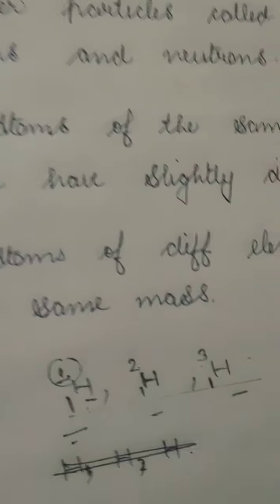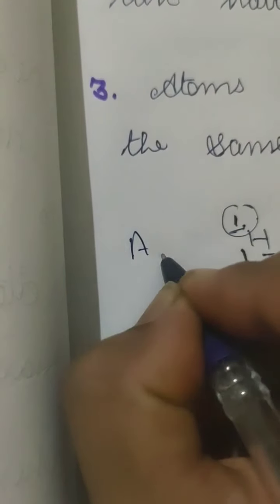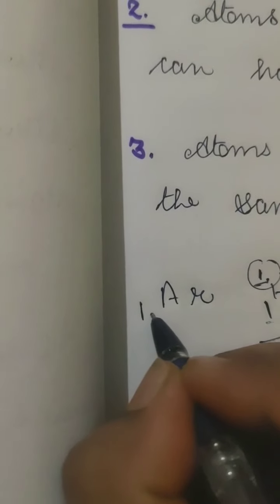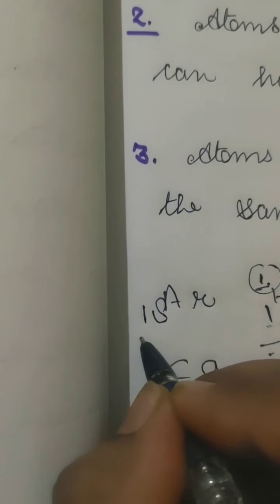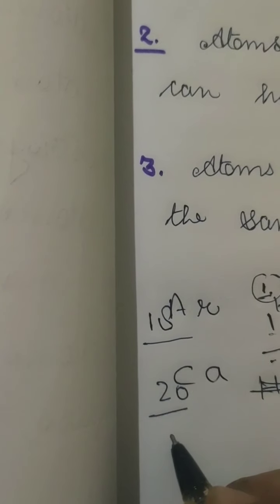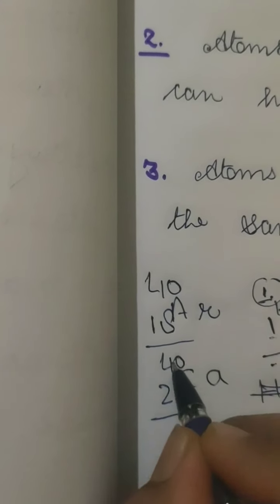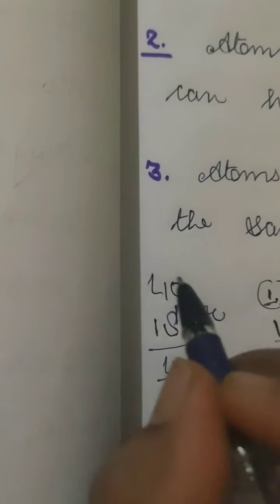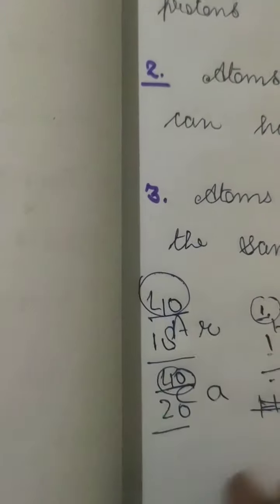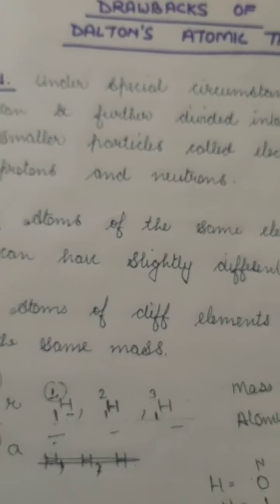So let us do this here. Argon has atomic number 18, that means argon has 18 electrons, and calcium has atomic number 20, but the mass numbers are the same, 40 and 40. Dalton said that no 2 different elements can have the same mass number, but here it's the same mass number, 40 and 40. So these were the drawbacks of John Dalton, because he said that atoms of the same element always have the same mass.